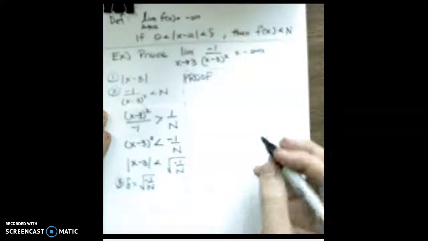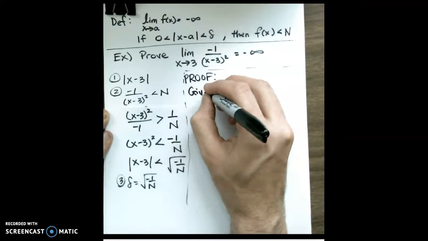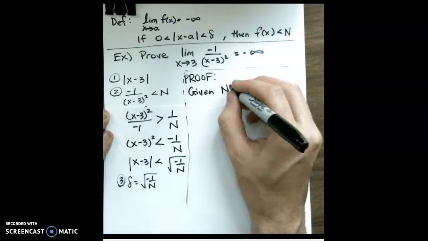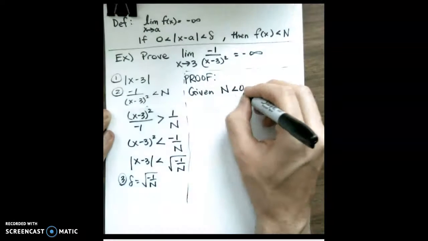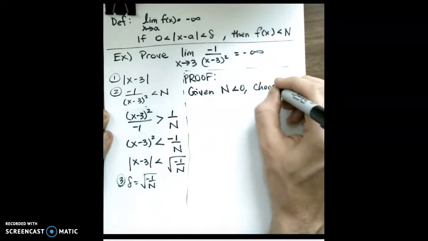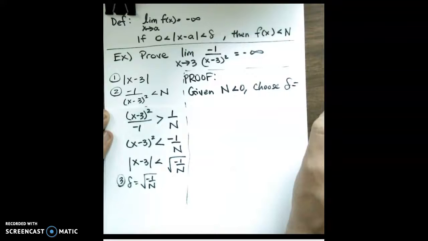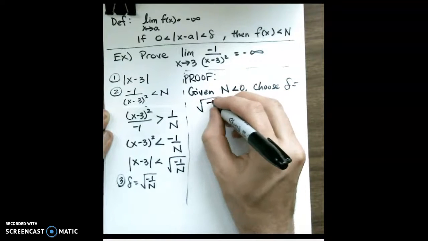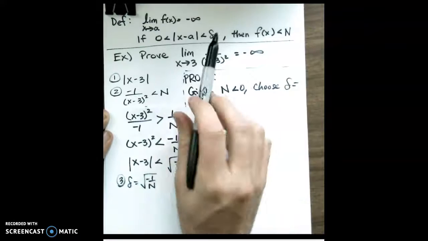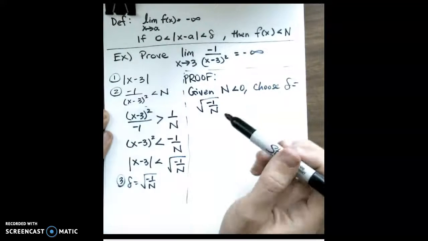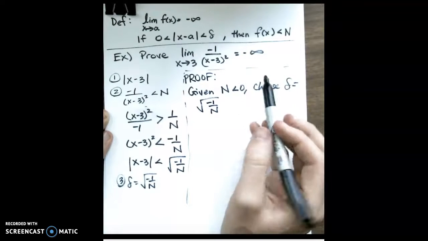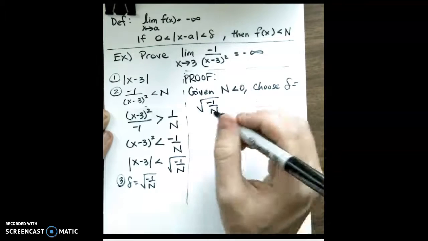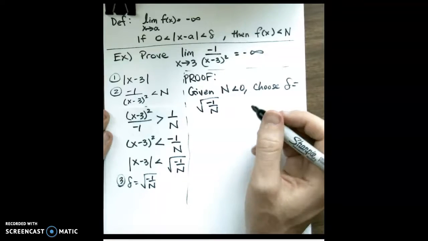Okay, so given, and this is different, n is a negative number, so we're going to say given n is less than 0, choose delta to equal the square root of negative 1 over n. Now remember, delta needs to be greater than 0, and it is, because a negative divided by a negative is a positive. Now we're going to start with our if statement.